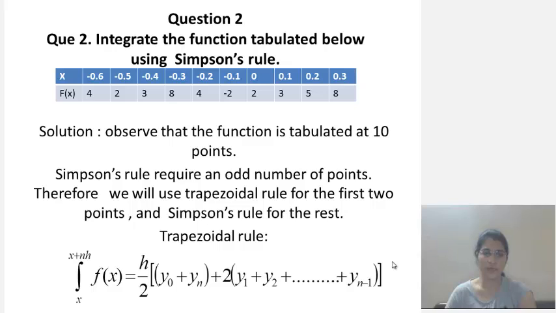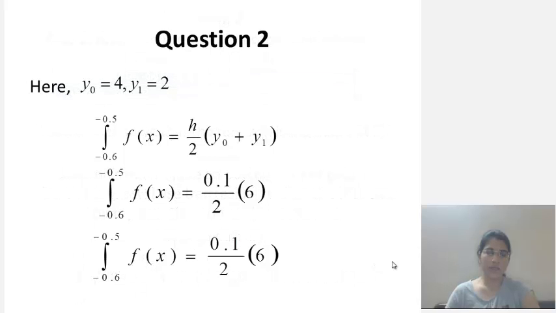Trapezoidal rule is given by integrating f of x from x to x plus nh equal to h by 2 into the sum of y0 plus yn plus twice of y1 plus y2 up to yn minus 1. Here y0 equal to 4 and y1 equal to 2 from the table. Integrating f of x from minus 0.6 to minus 0.5 equal to h by 2 into y0 plus y1. Here h equal to the class interval, which is 0.1. y0 is 4 and y1 is 2, hence y0 plus y1 is 6.